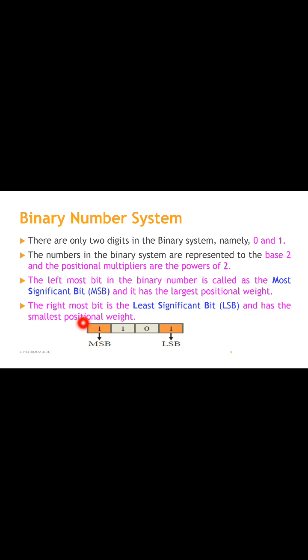See, this is an example of a binary number system. Here we have only zeros and ones. At the right corner is the minimum value, which has the smallest positional weight. This value is known as the least significant bit. And at the left corner, the value has the largest positional value, so it is known as the most significant bit.